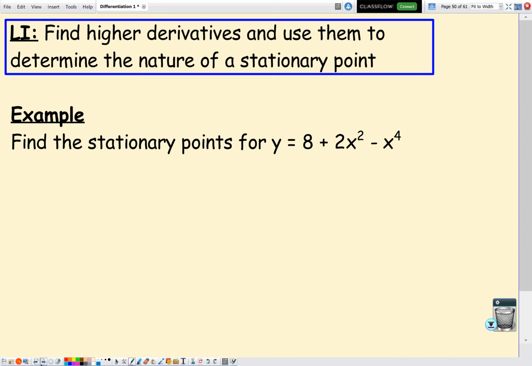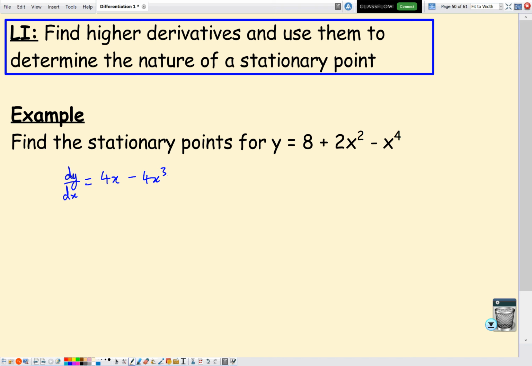So let's have a look at an example of how to use that. So here's a pretty box standard question from Higher. Find the stationary points for y equals 8 plus 2x squared take away x to the power of 4. So we know that to find stationary points we need the derivative, so dy by dx is 4x take away 4x cubed.